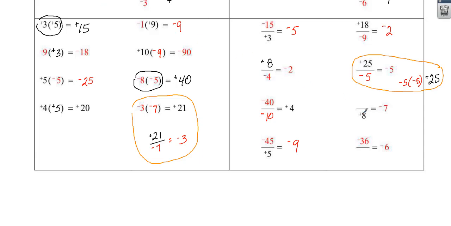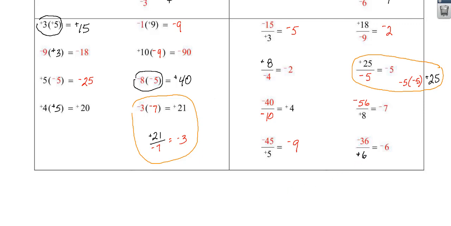We divided something by positive 8. We got negative 7. Well, the fact that we got a negative means signs had to be different, so that's a negative. And 56 is what you divide by 8 to get 7. And finally, negative 36 divided by something to get negative 6. Once again, the answer is a negative, so we know the signs have to be different. This is a positive 6.